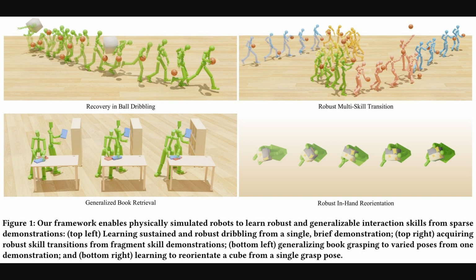So, what does this look like in action? Well, this first figure gives us a great visual of how these techniques enable physically simulated robots to learn complex interaction skills. And they do this from what we call sparse demonstrations, meaning very few or incomplete examples. You can see robots learning to dribble a ball robustly, that is, reliably, even with slight disturbances. They also learn to generalize, which means applying skills to new situations, like grasping a book from various positions or reorienting a cube, all from minimal initial showings. This really demonstrates the system's ability to overcome the problem of imperfect training data.